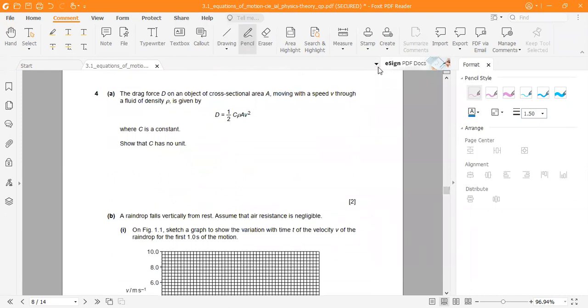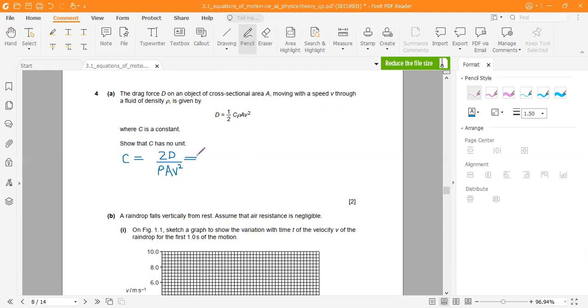Okay, now let's do this one. The drag force D on an object of cross-sectional area A moving with speed V through a fluid of density rho is given by this value, where C is a constant. Show that C has no unit. Show that C has no unit. So firstly, I will rearrange this formula. I know that C is equal to 2D over rho A V square, right?